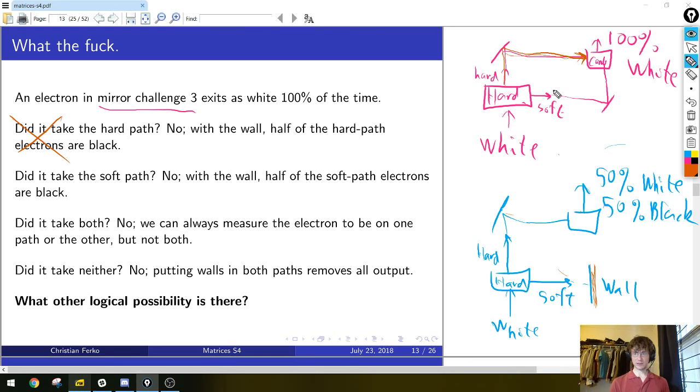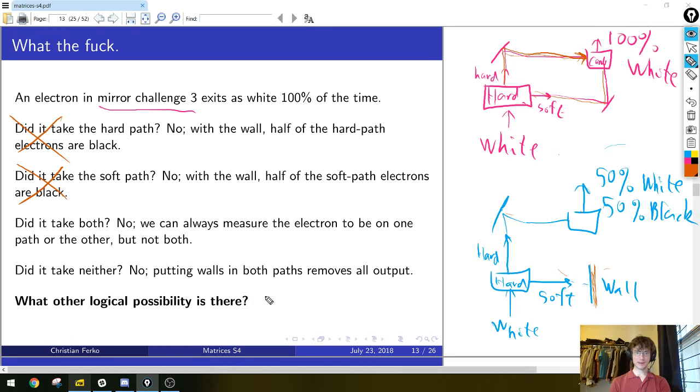Did the electron take the soft path? Well, no. You could repeat this experiment with the wall in this place rather than down here, and then the same logic applies. This electron could not have taken the soft path because we know that if we put a wall here, all of the electrons which take the soft path are equally likely to be white as to be black. And this electron was known with probability 1 to be white. So, by pure logic, it did not take the soft path.